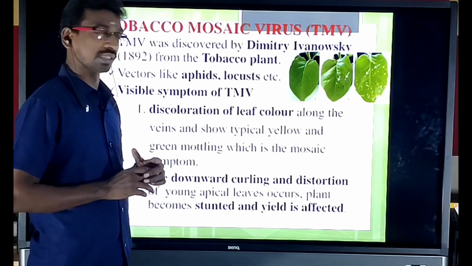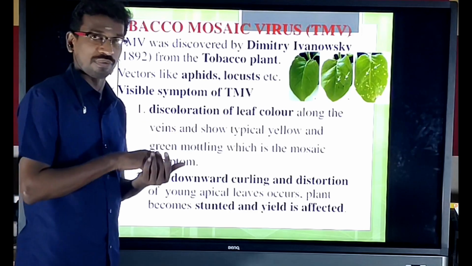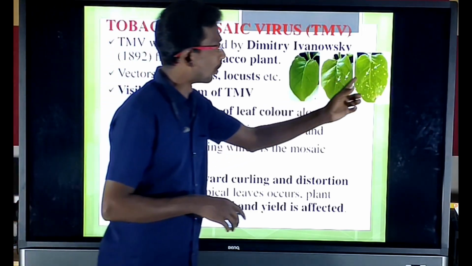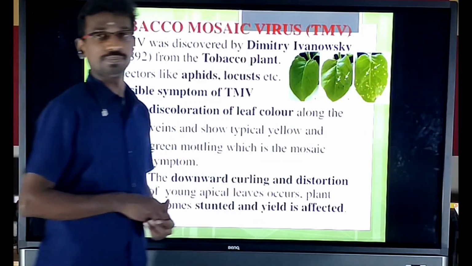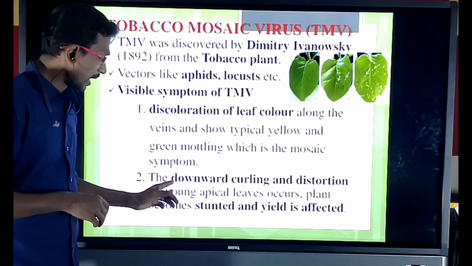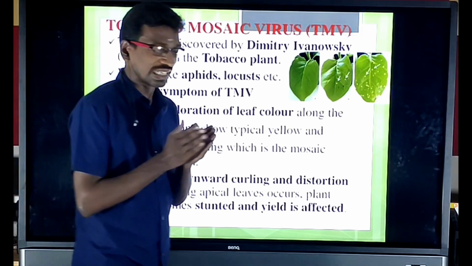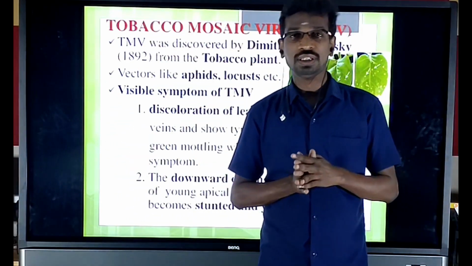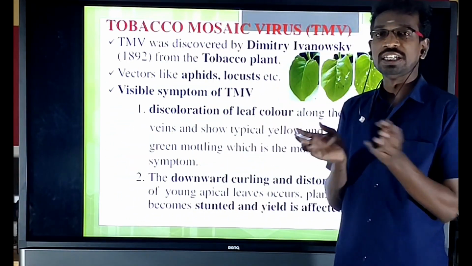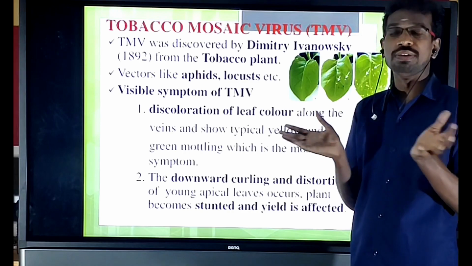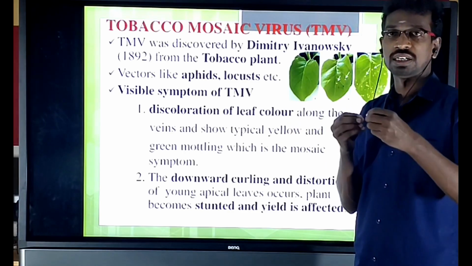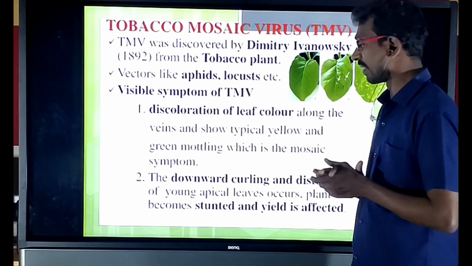Okay, with discoloration, mottling will be formed. So yellow colour spots will appear, and then downward curling in the young leaf, the downward curling and distortion of the young leaf. The leaf margin will be cleaved or torn due to these viruses.